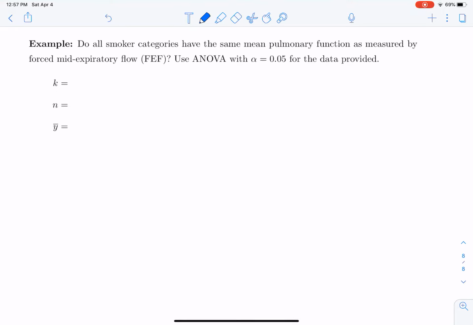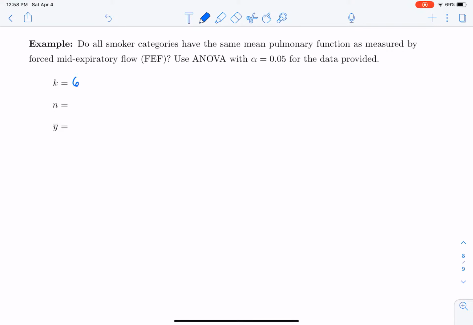We now move back to our example about the possible effects that smoking has on pulmonary function as measured by forced mid-expiratory flow. And we're going to run an ANOVA test with alpha equal 0.05 for the provided data. Okay, so we had 6 groups.